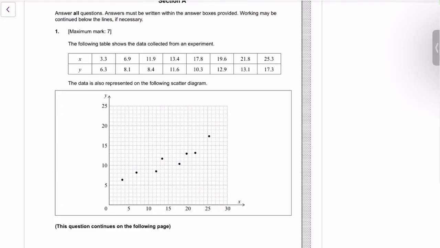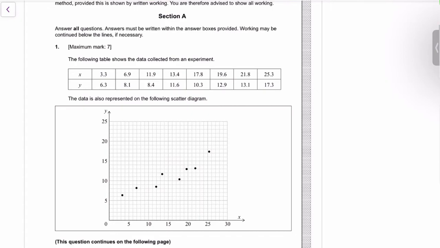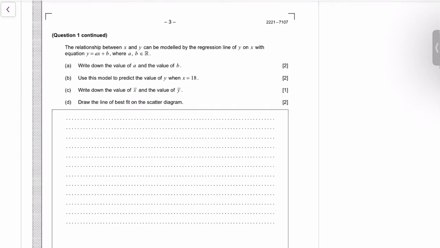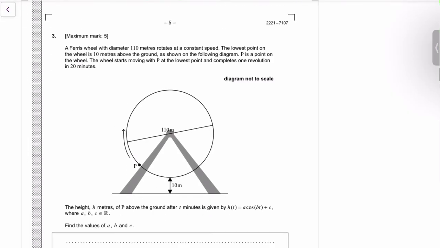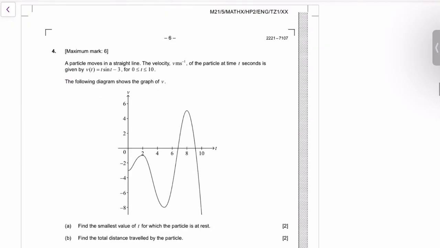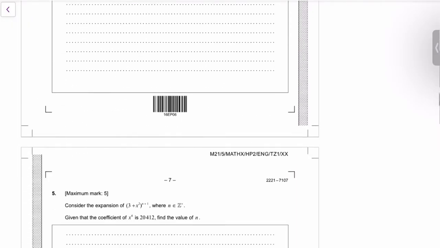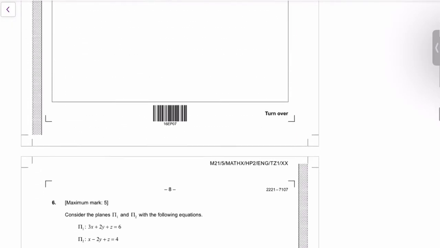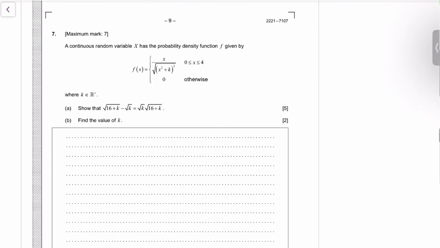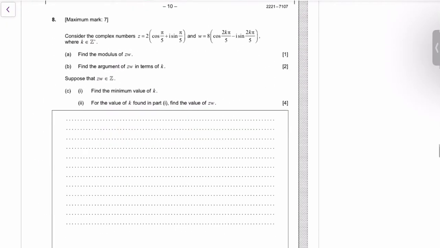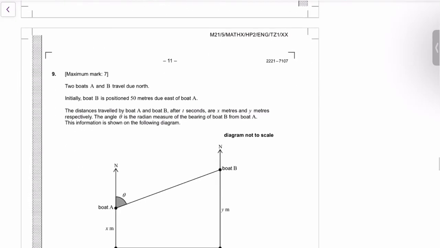You can take a screenshot right now for the questions. So question 1, continue here. Then question 2. So let me see, 1 and 2 are shared with SL. 3 is also shared. 4 also shared. 5 also shared. So 6 is really an HL question. 7, HL question. 8, also an HL question.